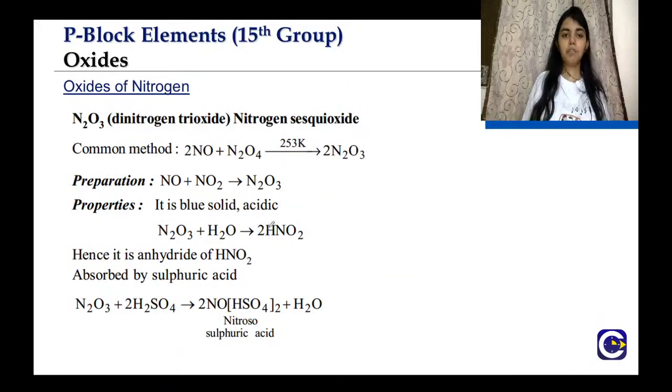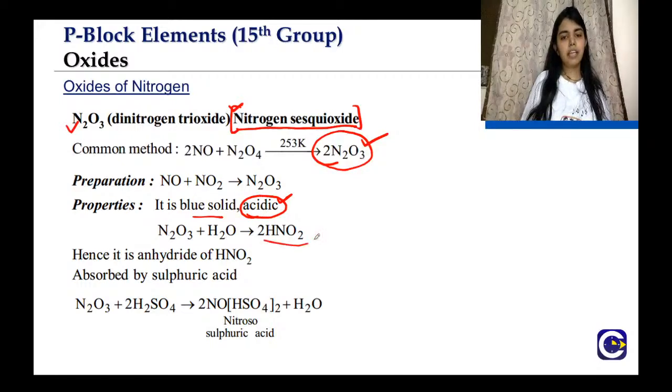So here if you see N2O3, that is known as nitrogen sesquioxide. If you treat NO with N2O4 at 253 Kelvin, this leads to the preparation of nitrogen sesquioxide, right? It is blue in solid form, and it is also acidic in nature. So N2O3, if you hydrolyze it, it is giving HNO2. That means N2O3 is the anhydride of HNO2.